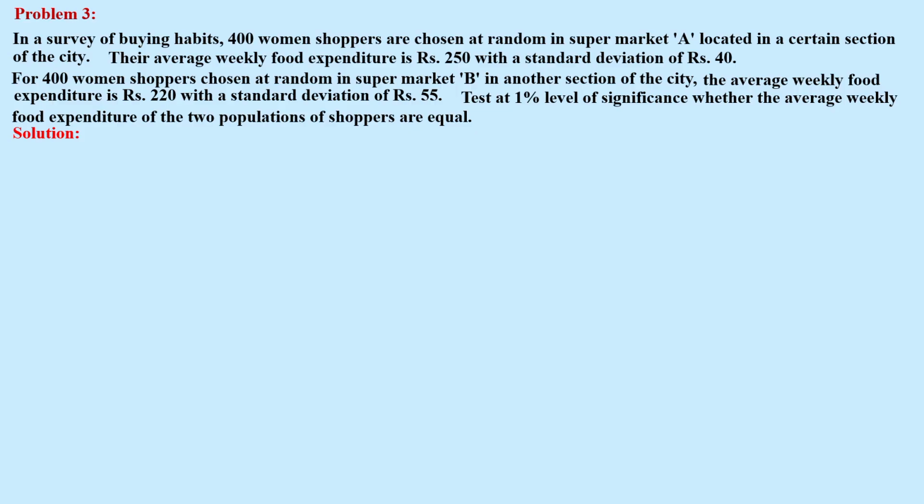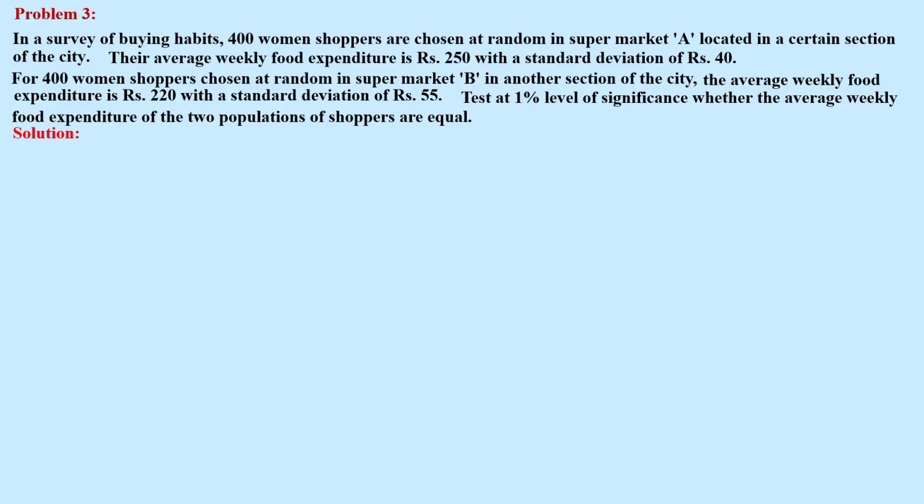So their food expenditure, they are asking only particularly about the food items. Food expenditure mean is 250 and the deviation from one to other is 40. Next in supermarket B, similarly they are asking the same number of women. In that they will collect the mean, 220 food expenditure mean, and standard deviation 55.